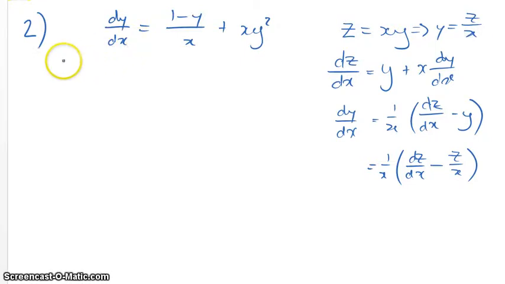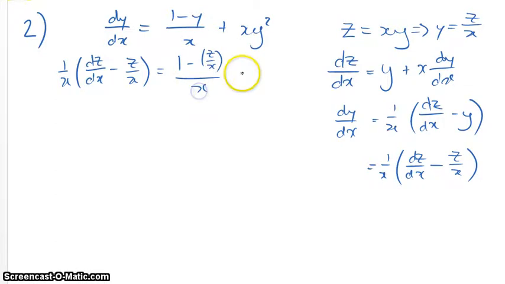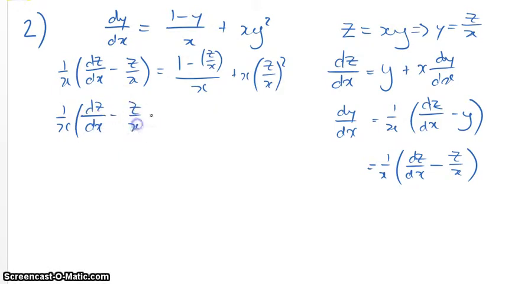So I get 1 over x dz/dx minus z over x is equal to 1 minus z over x plus xz over x squared. Okay, a little complicated. Let's just hang with it for the moment. I'm going to try and make dz/dx the subject of my equation.